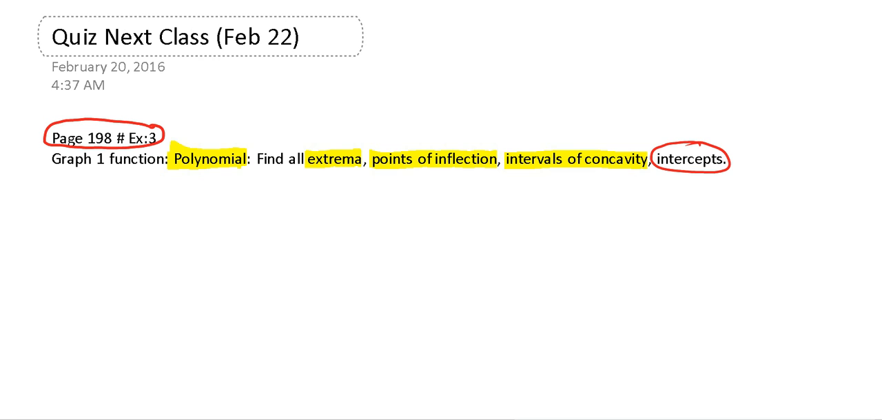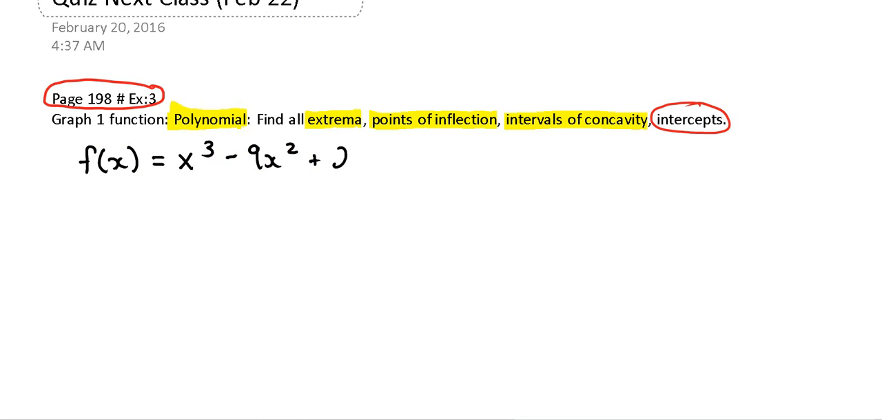All right, so let's get started with some examples. I want to graph two examples and then call it a day. Here's an example question that you could see on your quiz. I could ask you to graph something like f of x equals x cubed minus 9x squared plus 24x minus 10. So a very basic polynomial. Let's go ahead and analyze this and sketch this graph here.